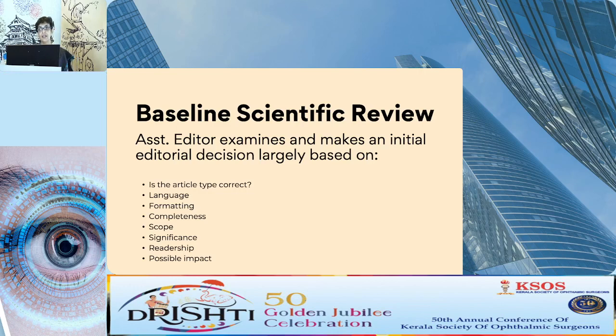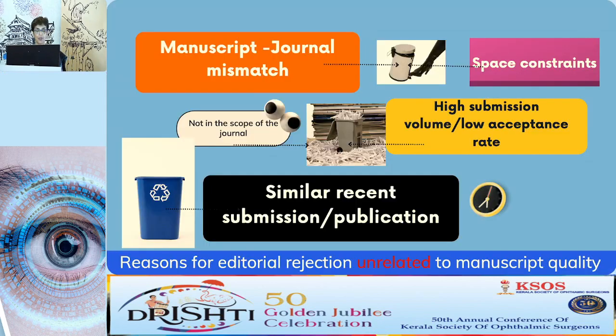The assistant editor also looks at the scope of the article and the significance of that article with respect to the current knowledge that is available, and also with respect to the readership of the journal and the possible impact it will have on the readers as well as on the journal itself. So at these stages, what are the reasons for editorial rejection? At these stages, it has not gone to the reviewer, because the assistant editor who does a baseline scientific review is the person who makes it ready for the editor.